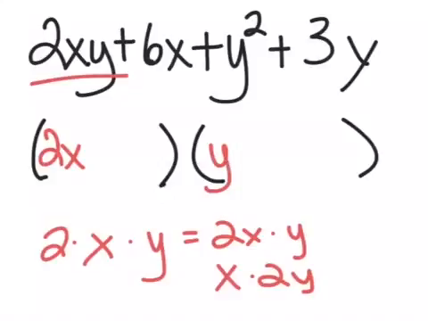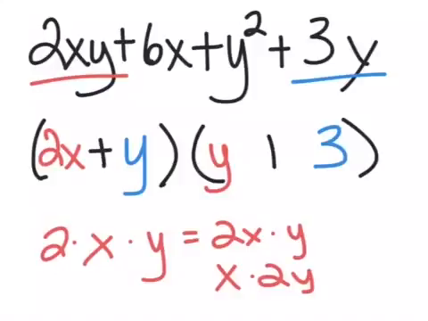So just like with the other expressions, we went to the very end. So we need to get 3y as a product at the end. The ways of getting 3y would be 3 and y. So let's just say I'm going to put y here and 3 here and see if it works. Again, all addition signs, there's no subtraction. So 2x plus y times y plus 3. Let's try it.